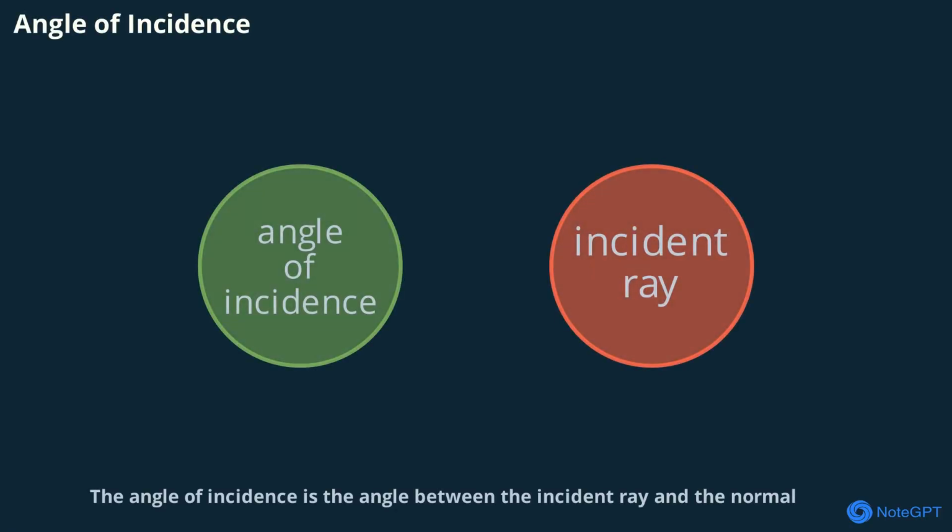Angle of incidence is the angle between the incident ray and the normal. This angle determines how the light will reflect off the surface. If you change the angle at which light hits a mirror, the direction of the reflected ray changes accordingly. Understanding the angle of incidence is key to predicting the path of light after it strikes a surface.